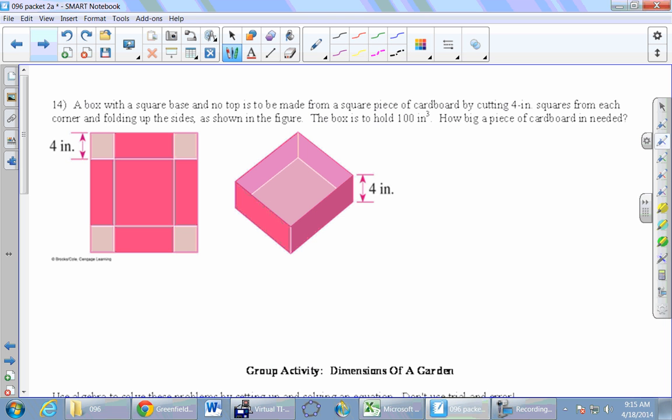We need to come up with a variable someplace. If you're not sure where your variable should be, you look at the very last sentence, which is typically what the question is ultimately asking. What do they want to know?